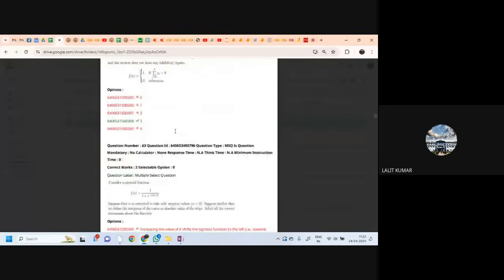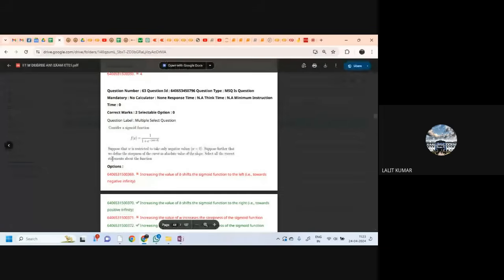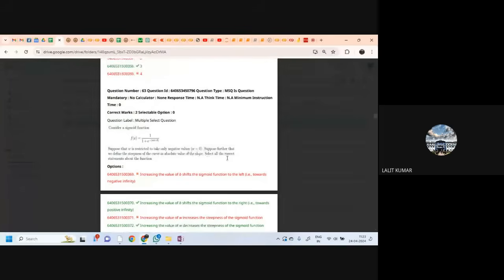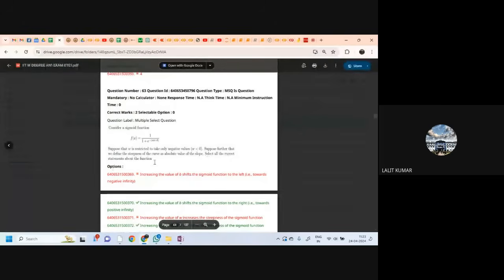Now let's move to the second question. Suppose that W is restricted to only negative values. Suppose further that we define the steepness of the curve as the absolute value of the slope. Select all the correct statements about the function.